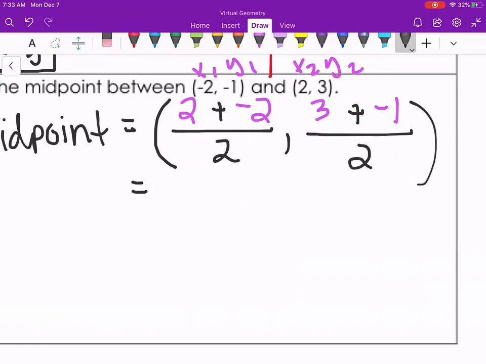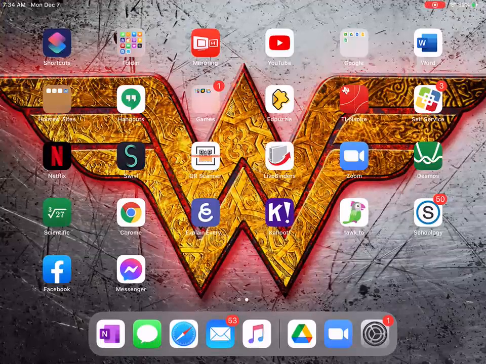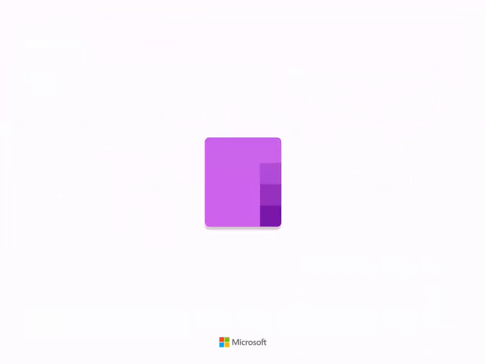All right, so 2 plus negative 2 leaves us with a 0. And then we'll divide that by 2. And then we're going to do the same thing to the y's. Whoops, sorry, my iPad crashed on me for a second.